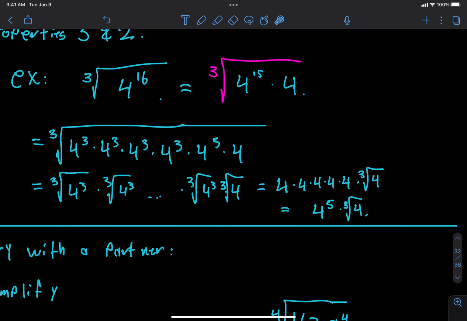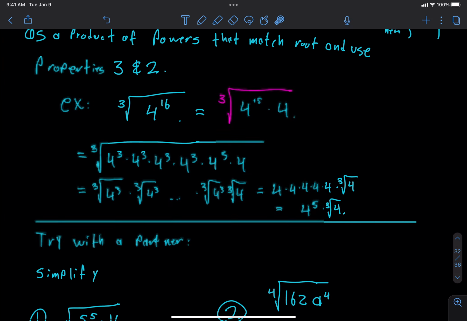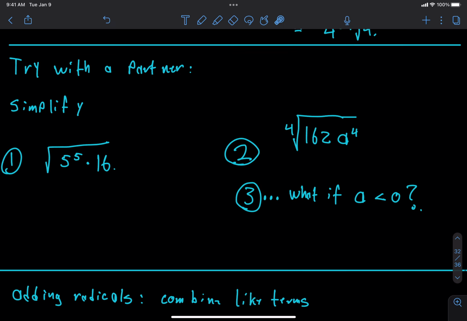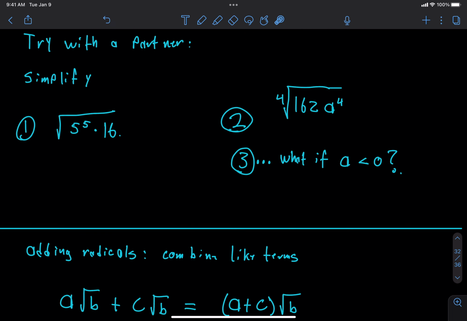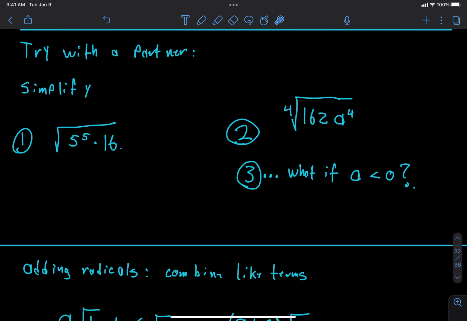All right, any questions on this example that we just did? Okay, then let's work with a partner to try to simplify these two expressions. So 5 to the 5th times 16, we're taking the square root. If I don't put a number here, I'm always talking about the square root. If I do put a number, then it'll be whatever that root is. Let's try to simplify these with a partner using the methodology just described, and I'll walk around and help if you have questions.